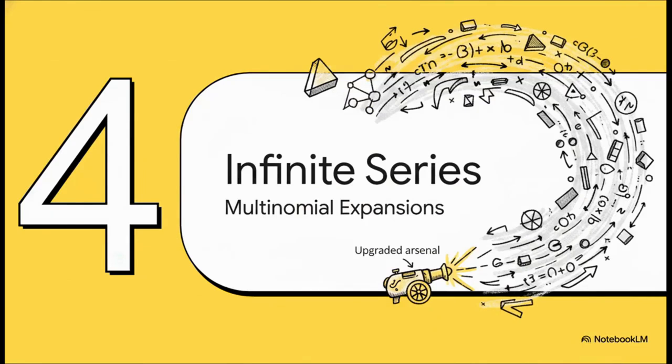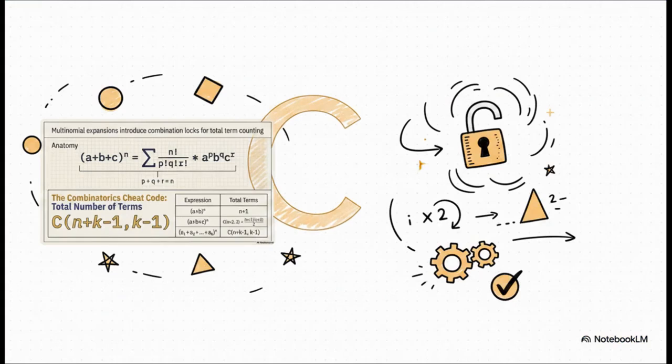On to part 4, infinite and multinomial series. Time to upgrade our arsenal. The crucial point when you're faced with multinomials, like (a + b + c)^n, is bypassing the long, brutal math entirely. The examiners usually just want to know how many total terms there are. So you deploy this sweet combinatorics cheat code: C(n + k - 1, k - 1), where k is the number of variables. Honestly, this turns an absolute nightmare of a counting problem into a 5-second calculation.